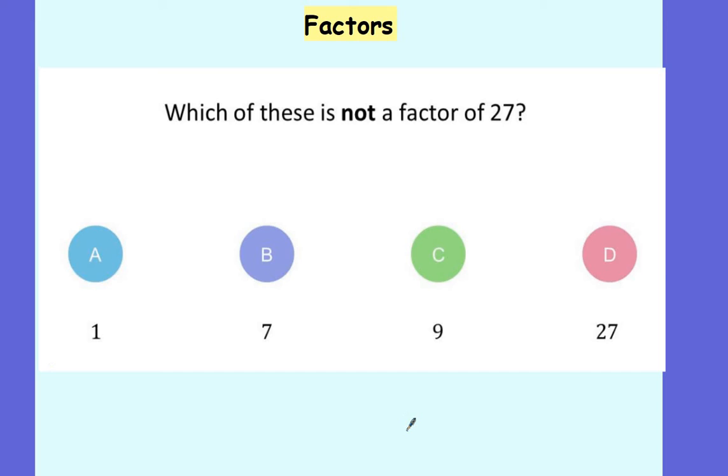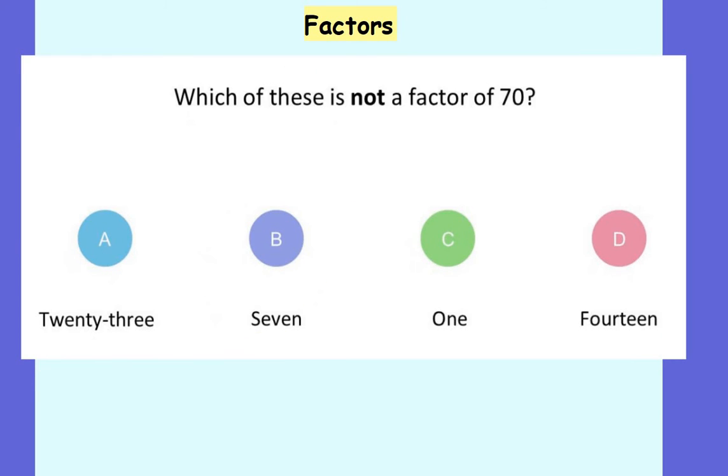So which of these is not a factor of 27? Pause the video, have a little think. Okay, so I've got 1 times 27 would give me 27. 9 times 3 would also give me 27. But I cannot multiply 7 by a whole number to get 27, so the answer was B.